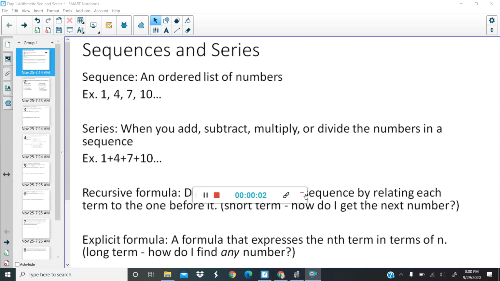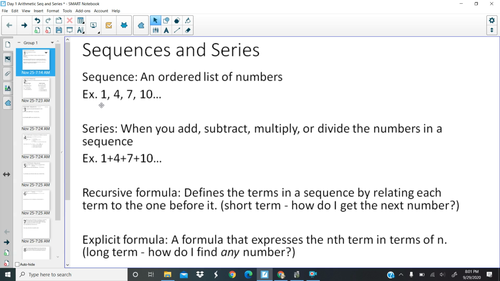Hey guys, today we are starting Unit 3 and we're starting by talking about sequences and series. So first go ahead and pause the video and read over this and write down the notes, and then I'm going to keep talking about it. So starting with a sequence, it's literally just an ordered list of numbers.